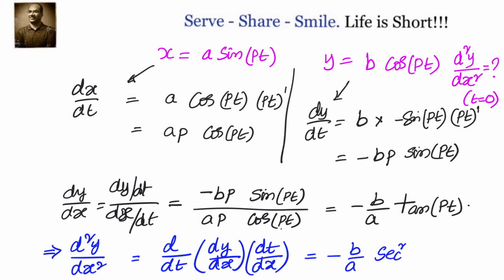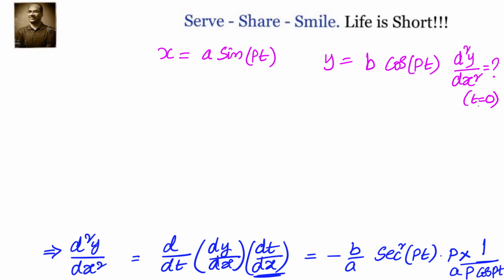Now what is d by dt of dy by dx? That is the derivative of minus b by a tan pt. The derivative of tan is secant square, so secant square pt, and the derivative of pt is p, multiplied with dt by dx, that is 1 by dx by dt, so I can write 1 by ap cos pt. Now again p and p will cancel, we are left with minus b by a secant square pt divided by cos pt. We can simplify this further, or we just know that t equals 0. So we can directly substitute t equals 0 and see what happens.